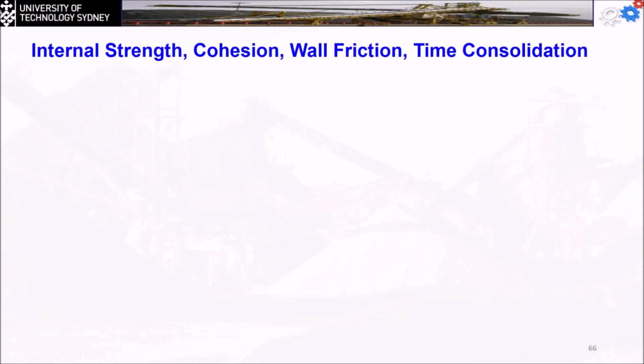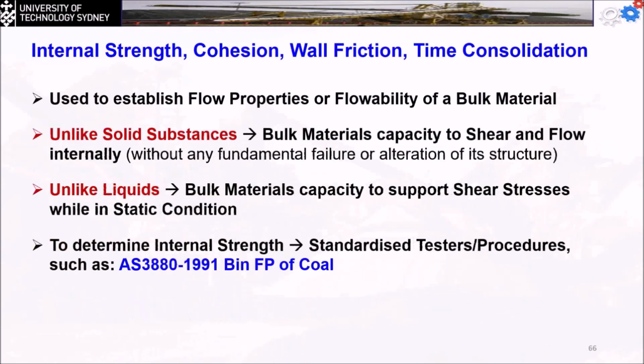Unlike solid substances, bulk material has the capacity to shear and to flow internally without any fundamental failure or alteration of the structure, whereas solids support shear stresses in a static condition. So usually to determine the internal strength, we are going to use a standardized test procedure such as the Australian Standard AS 3880 from 1991 for the bulk flow properties of coal.